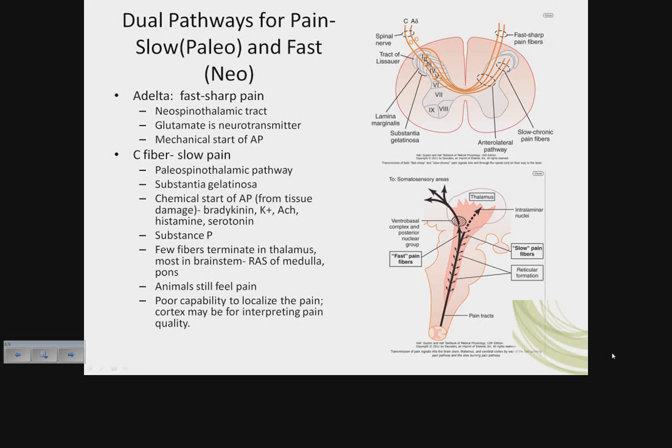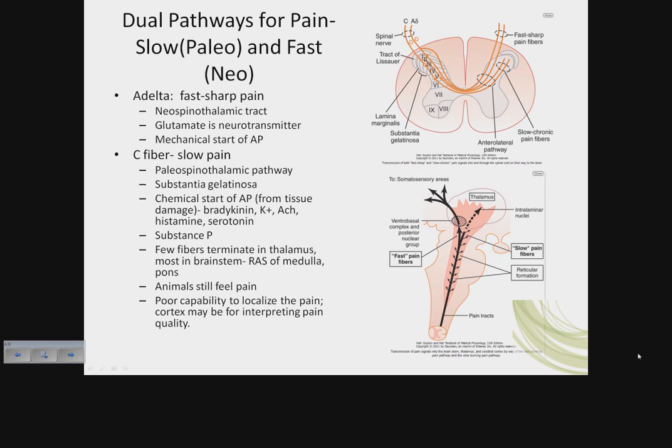Now, the initial cause of the action potential in the first-order neuron is not so much a mechanical start as it is a chemical start for the action potential. And this means that tissue damage has occurred. Now, what chemical signals do tissues release when they become damaged? Bradykinin, potassium (I'll remind you, it leaks from the cells), acetylcholine can even be used here, histamine, and serotonin.